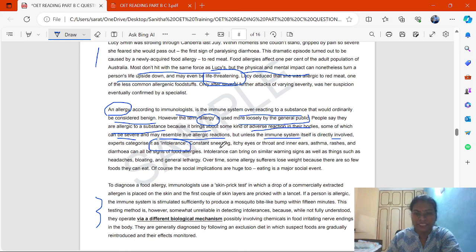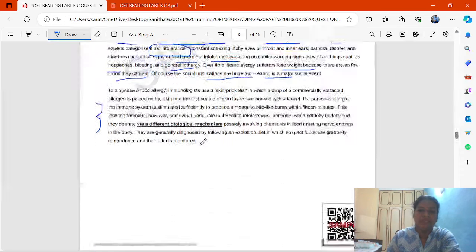Constant sneezing, itchy eyes or throat and inner ears, asthma, rashes, and diarrhea can be signs of food allergy. Intolerance can bring on similar warning signs as well as things such as headache, bloating, and general lethargy. Over time, some allergy sufferers also lose weight because there are so few foods they can eat. Of course, the social implications are huge too. Eating is a major social event.